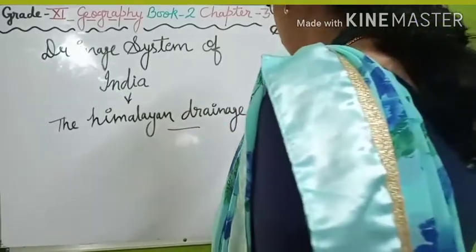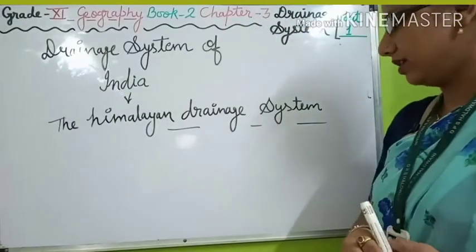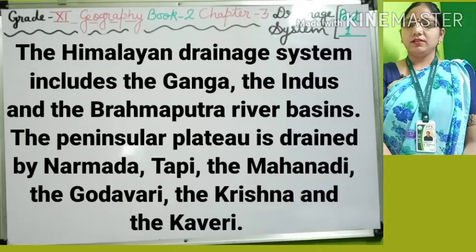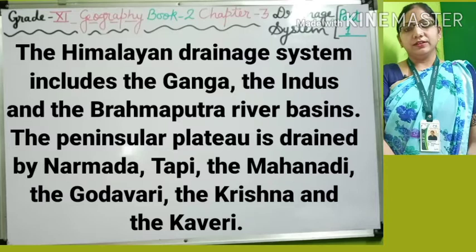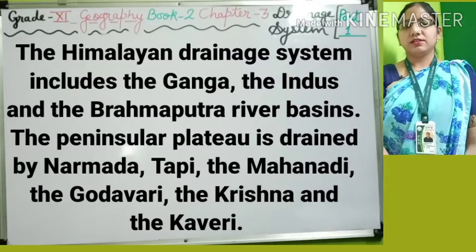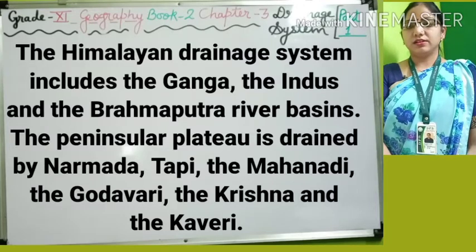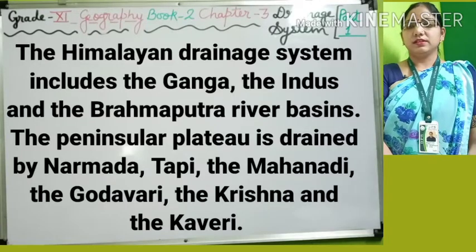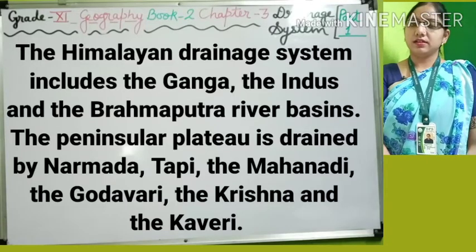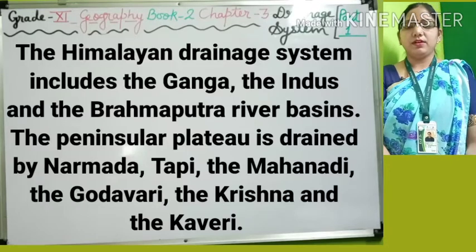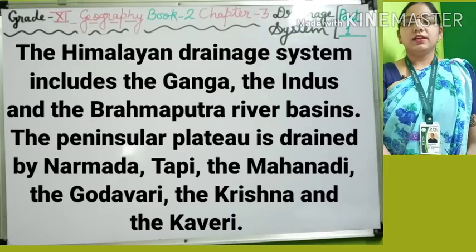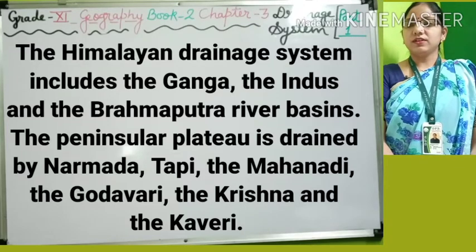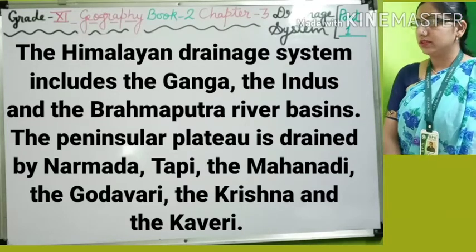So now today we are going to discuss the Himalayan drainage system. So students, if we talk about the Himalayan drainage system, the Himalayan drainage mainly includes the 3 rivers. These are the Ganga, the Indus and the Brahmaputra river basins. It has a long geological history which we can see through this given picture.